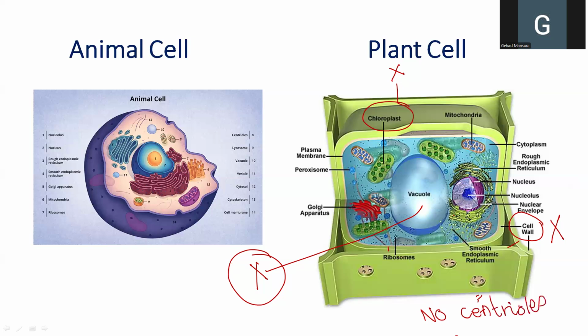No centrioles in a plant cell. There is something that replaces the centriole, and we will be discussing this later on during our study of cell division. Okay, so these are the major differences between an animal cell and a plant cell.